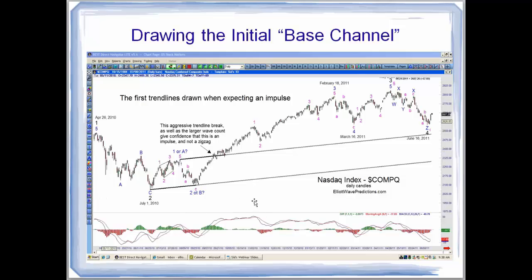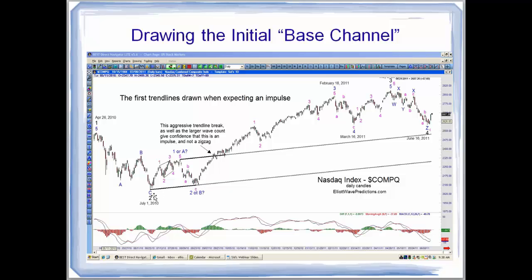So here's the concept of drawing base channel trend lines. Let's say you just got through seeing a corrective structure, in this case a wave 2, and you're not quite certain if you're going to see the wave 3 now, or you're going to see wave 2 extend and eat up some more time.